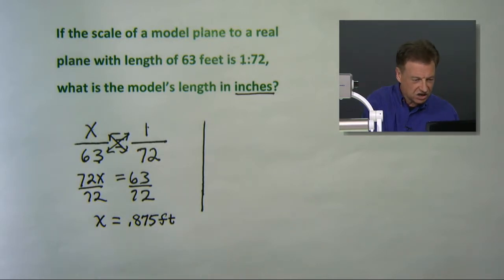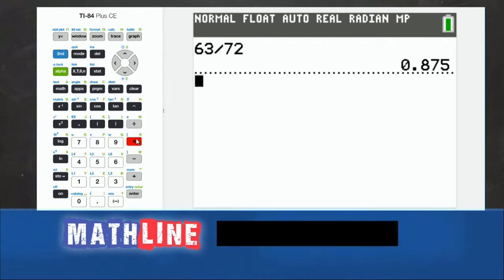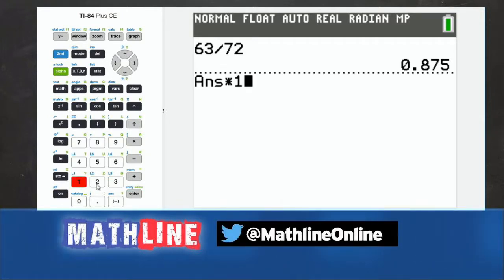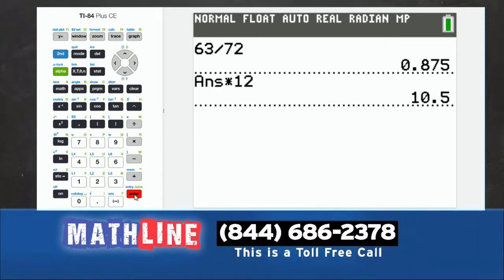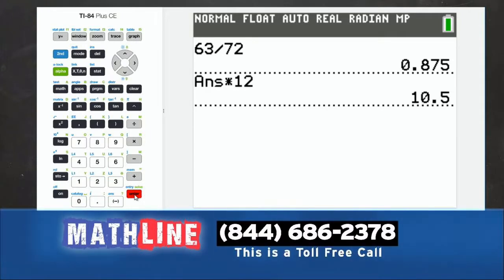So let's go back to the calculator. Let's take our 875 thousandths and multiply by 12. And we're going to take this puppy to inches, and life is good. It looks like 10 and a half. So I'm going to come back over here, and we're going to say 10 and a half inches. So there we have it. We have our solution.